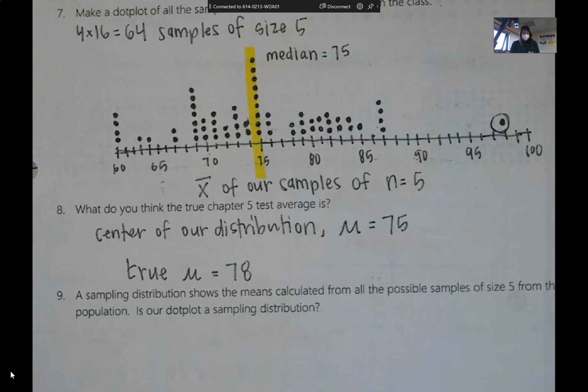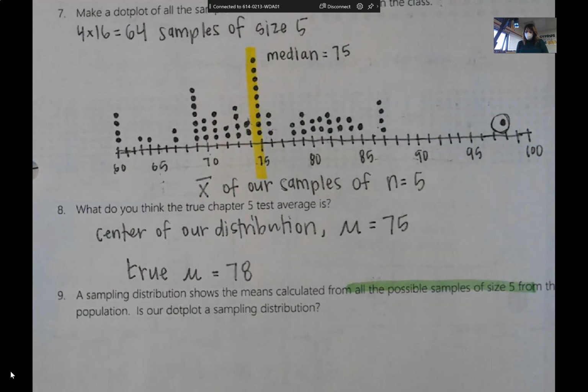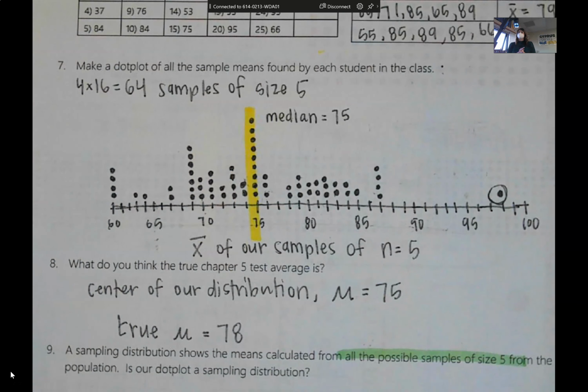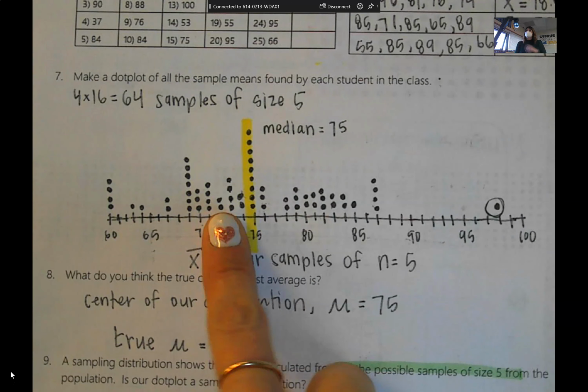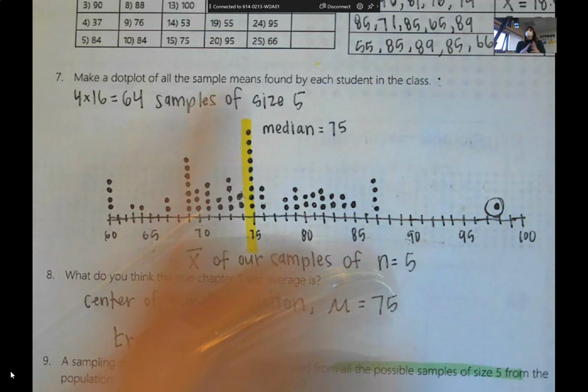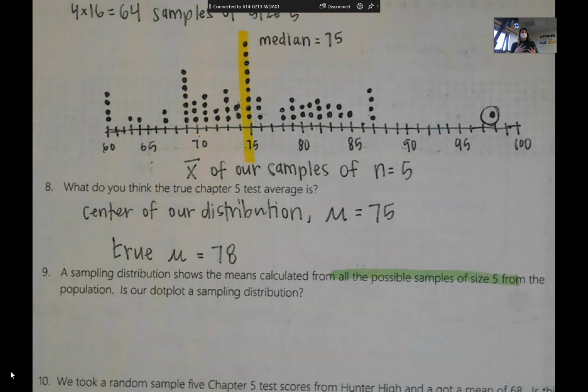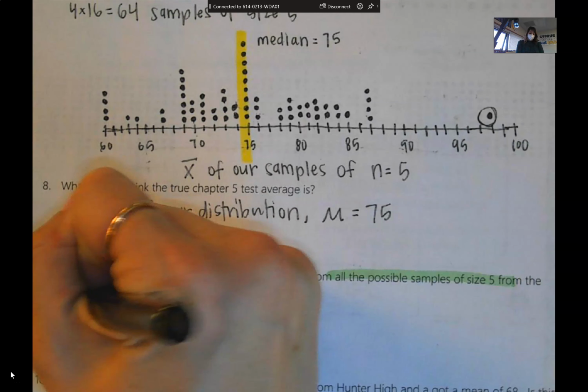So 2 more questions. A sampling distribution shows the means calculated from all of the possible samples of size 5 from this population. Is this dot plot, our 64 samples of size 5, the sampling distribution? Did we find all of the possible samples of size 5? No, we did not.